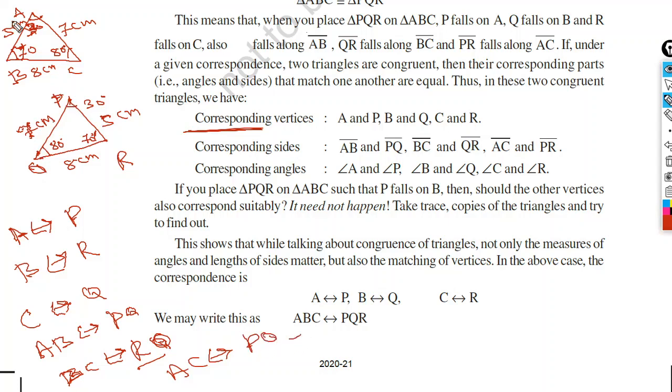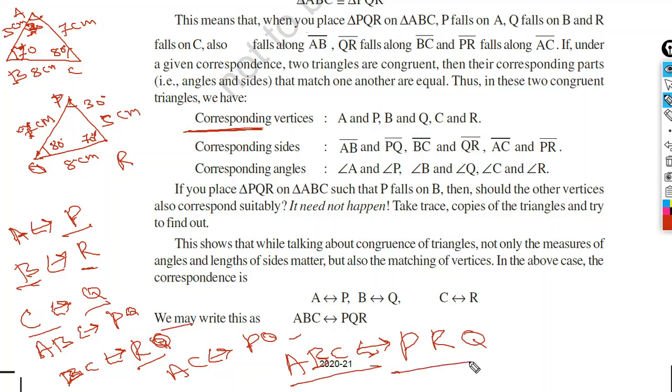Now you say ABC. ABC is corresponding to what points? So A is corresponding to P, B is corresponding to R, C is corresponding to Q. So ABC corresponds to PRQ, not PQR. So triangle ABC is congruent to triangle PRQ.